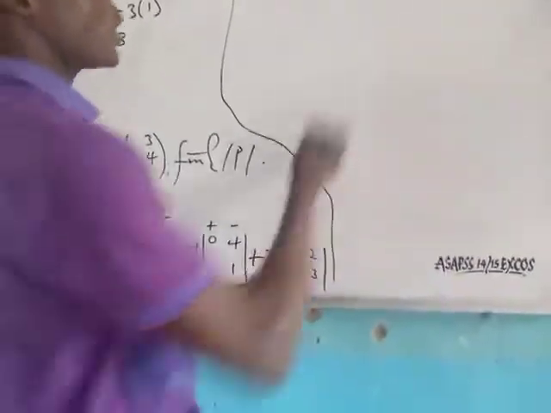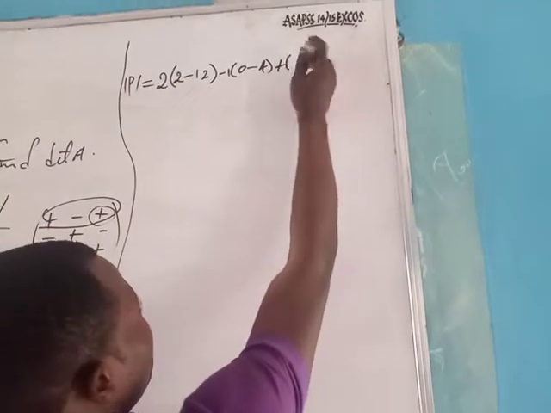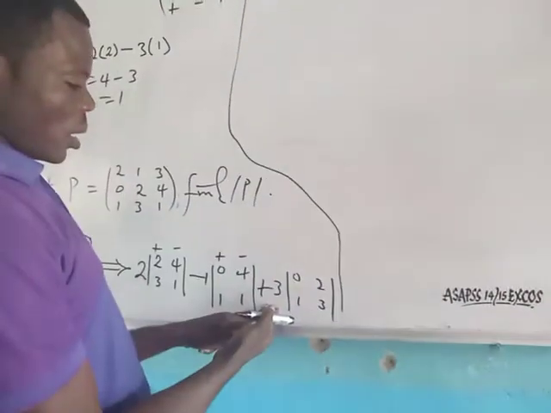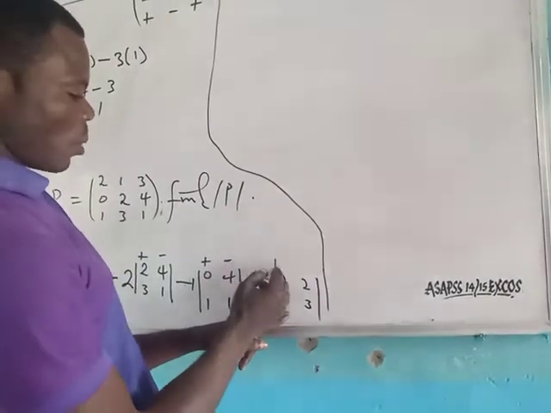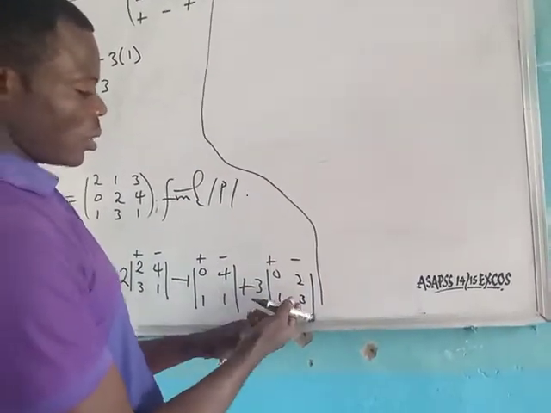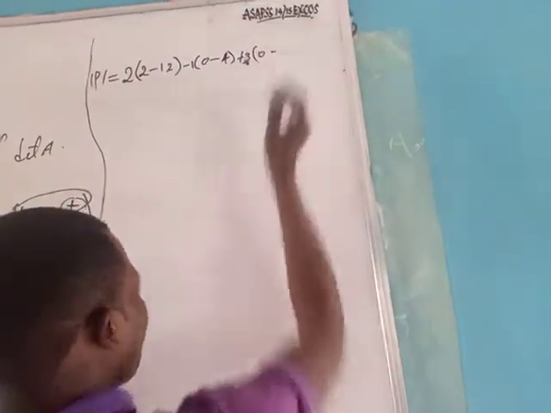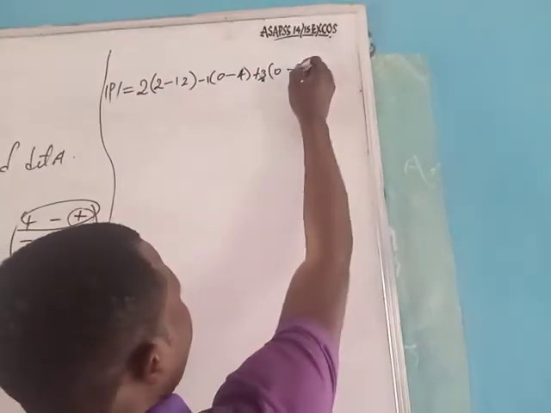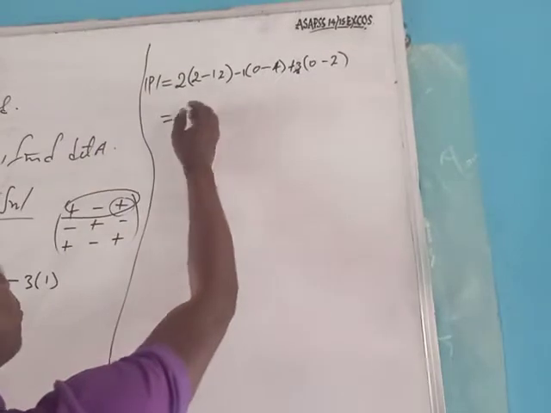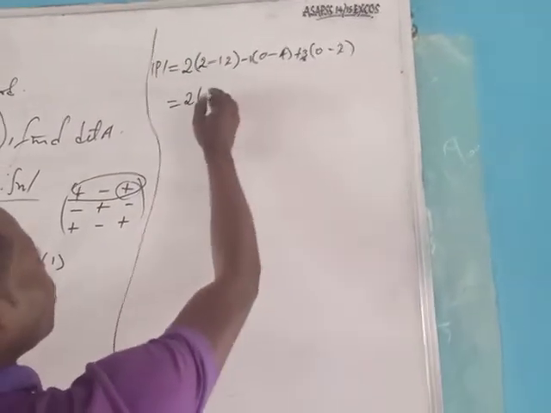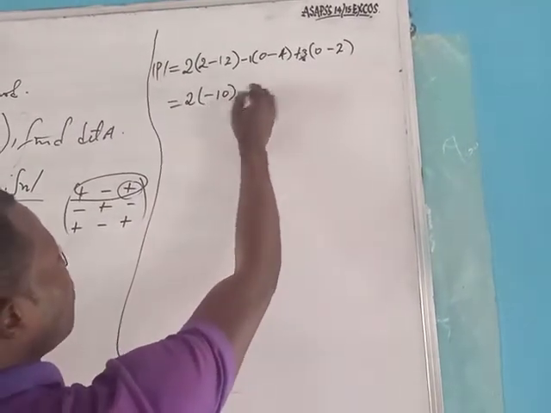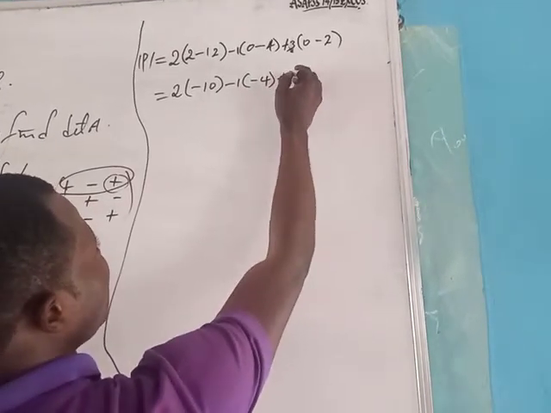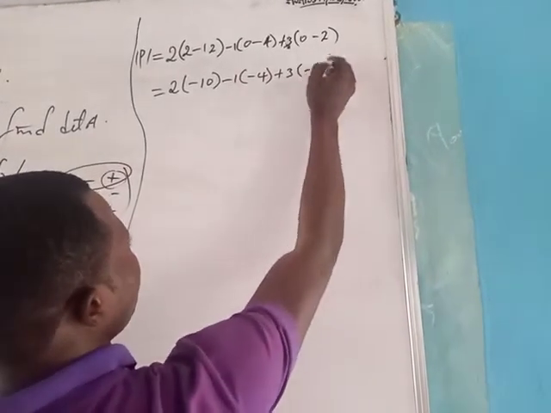And this one is plus 3 into, so this is plus minus. So 0 times 3, 0, minus 1 times 2, that's 2. Okay, so this is the same thing as 2 into this one. This will give you minus 10 minus 1 into what? Minus 4 plus 3 into this minus, right?